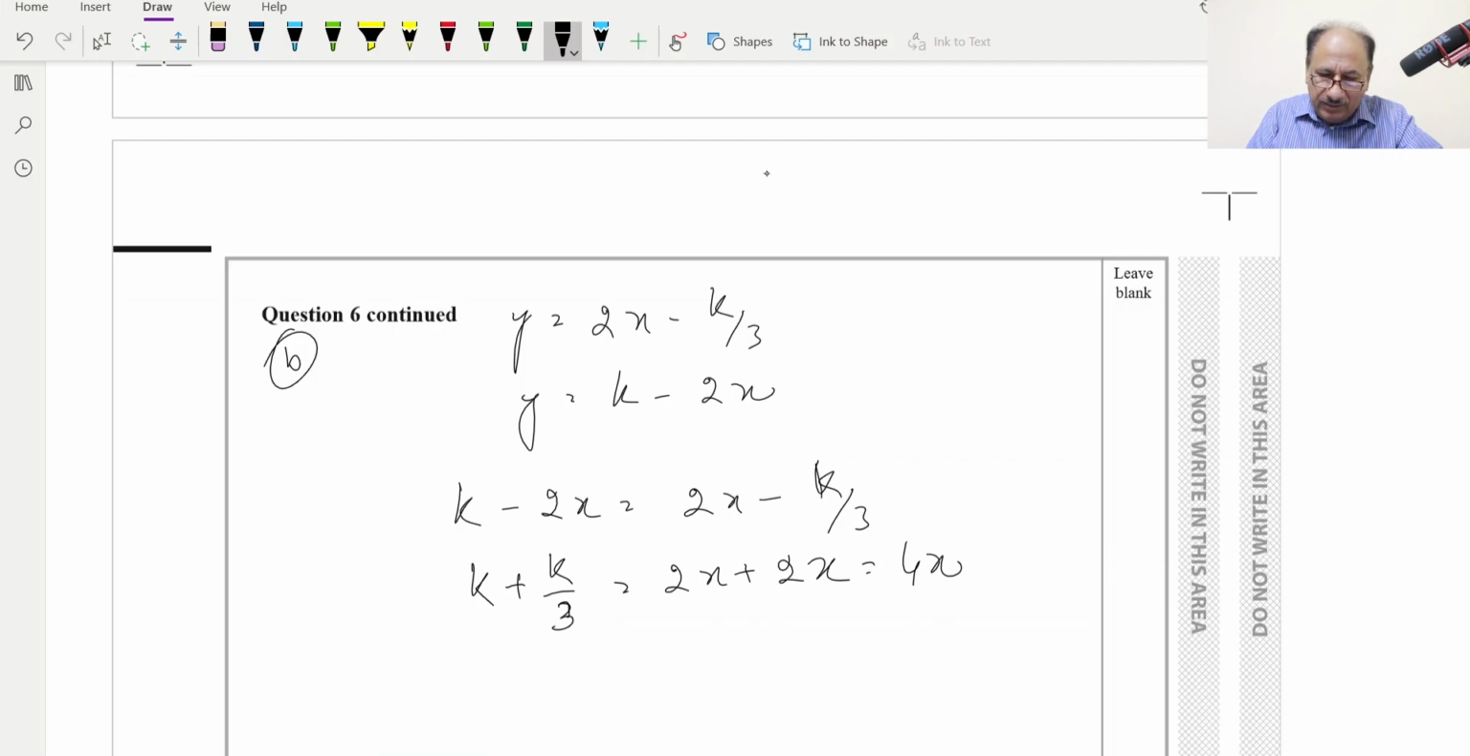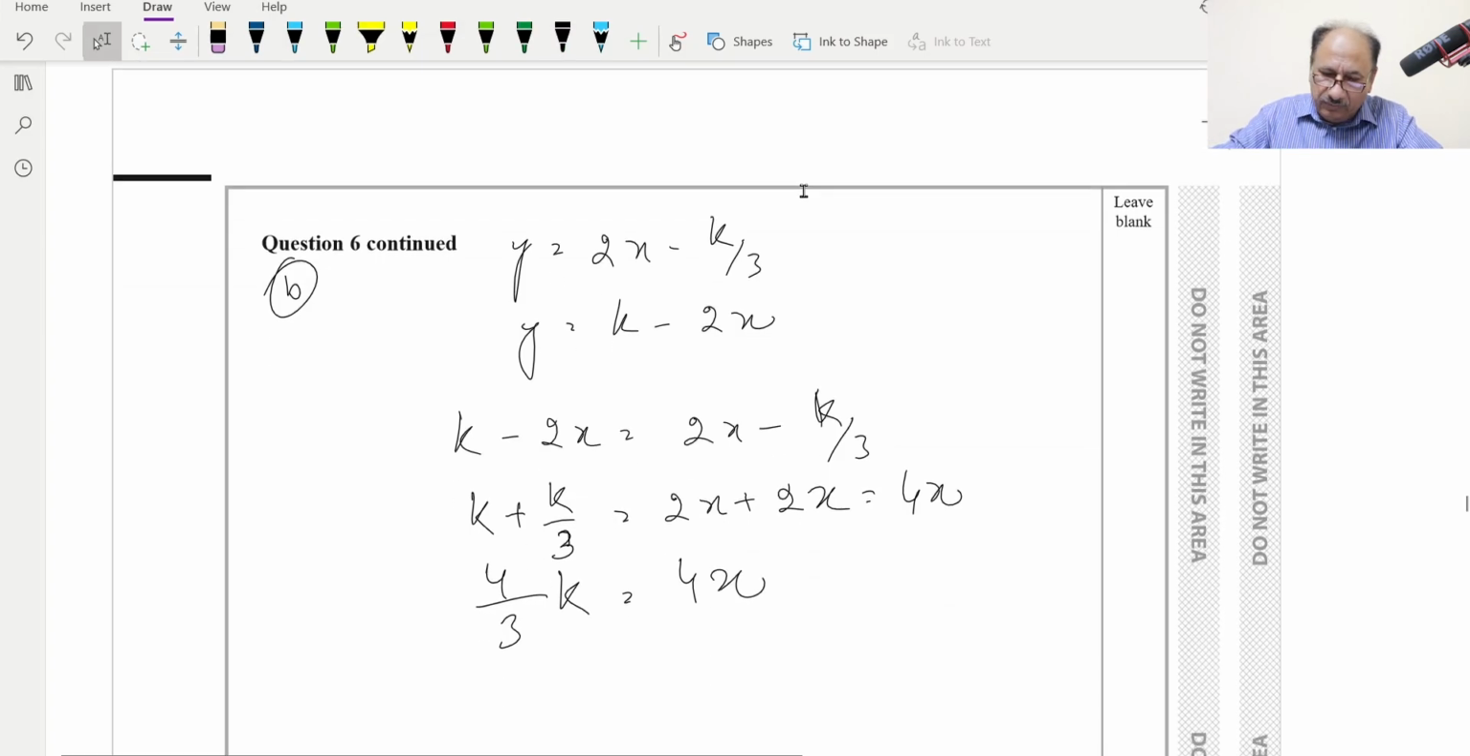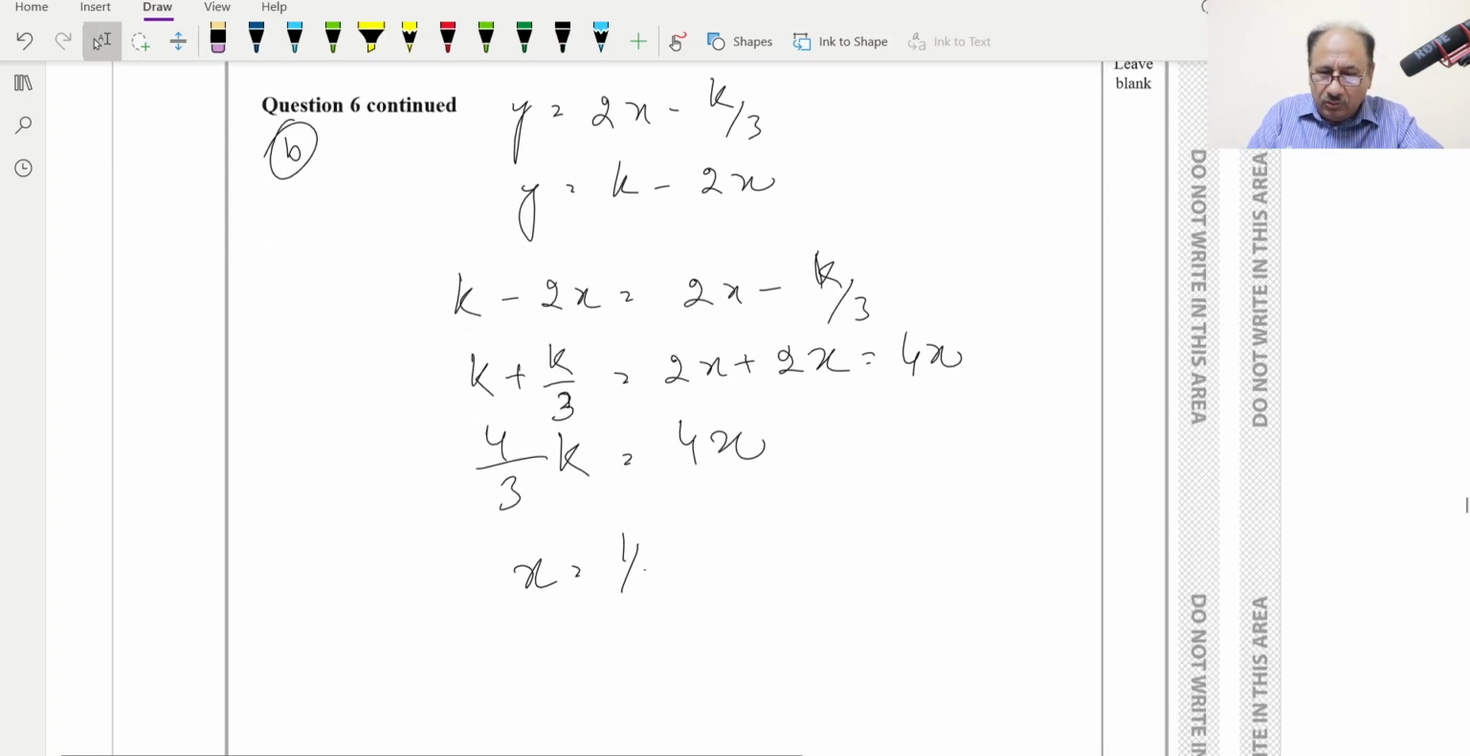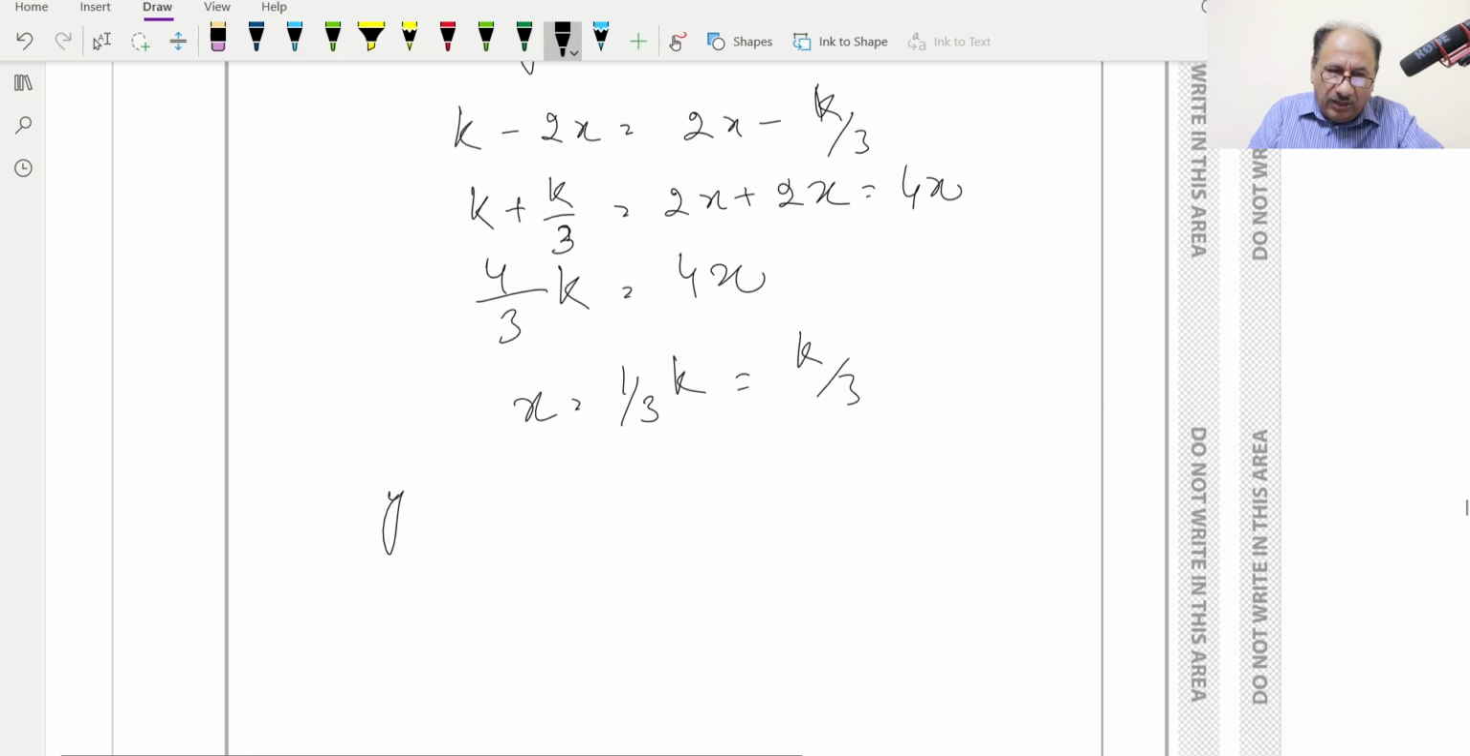So k plus 1 by 3 k will be what? This will be 4 by 3 k. So 4 by 3 k is equal to 4x. So 4 we can cancel, and we will get x is equal to 1 over 3 k, or we can write k by 3, and this is basically the x value. Now this x value we can replace in y is equal to minus 2x plus k over 3, and we can equate this value also. Minus 2x plus k by 3 is equal to k plus 2x.